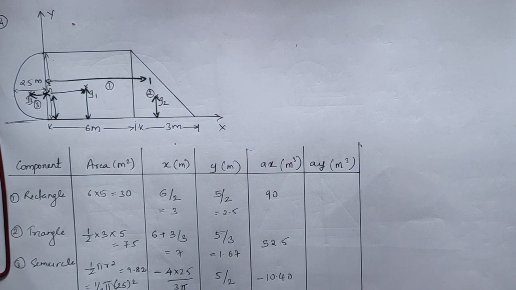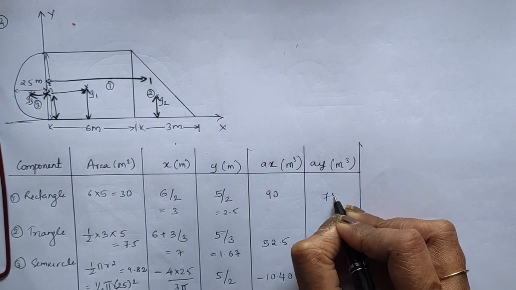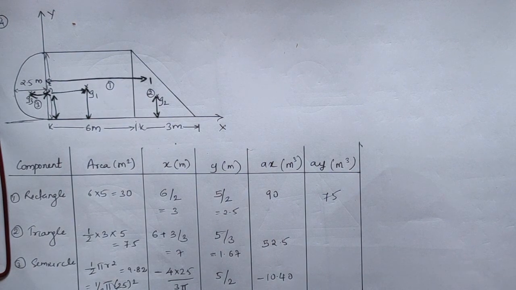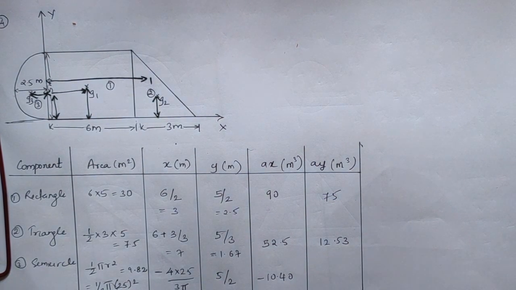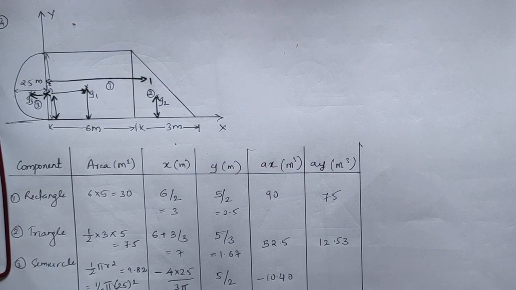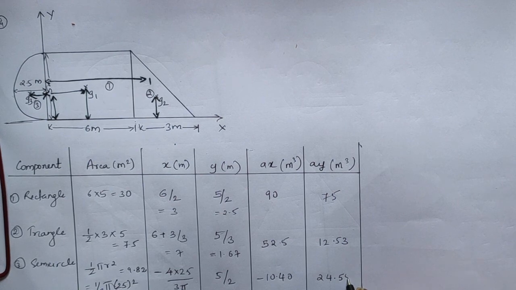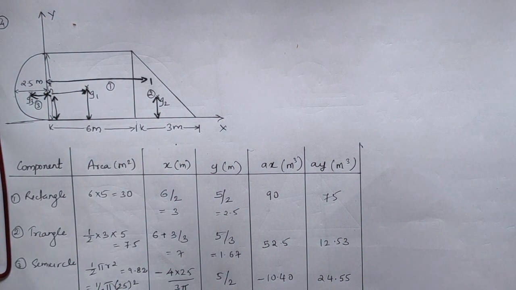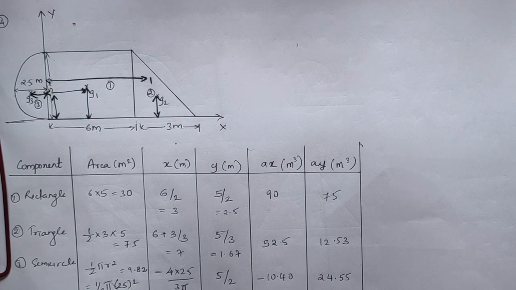Okay, 30 into 2.5, so this one I am doing, the answer is 75. Next answer is 7.5 into 1.67. I hope I'm doing it correct. Yeah, 12.53. Okay, then last one you have 9.82 into 2.5, that is 24.55. So I got all the answers, all the Ax and all the Ay and all the area. Now I just need to find the total or summation of all this.